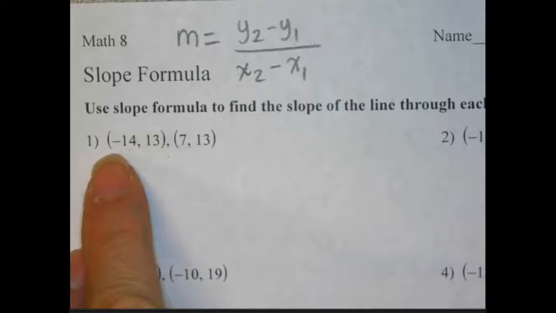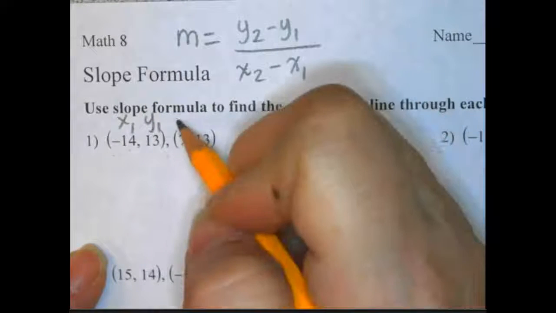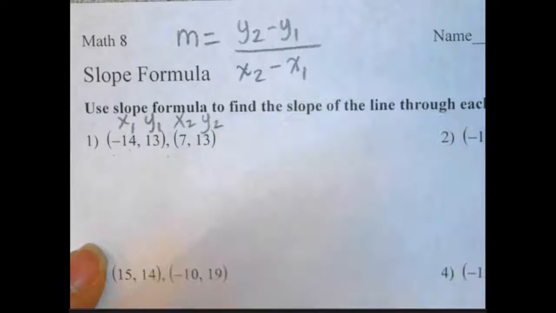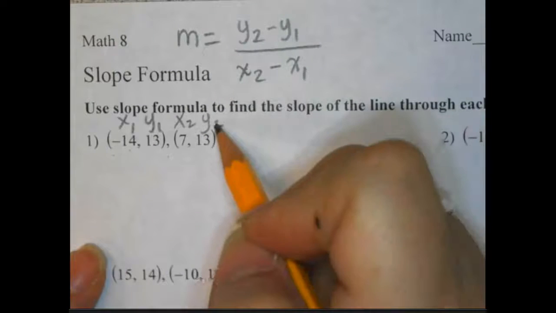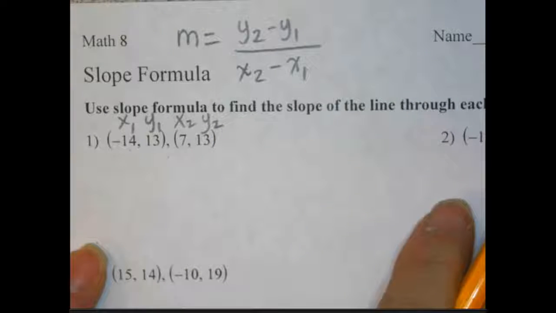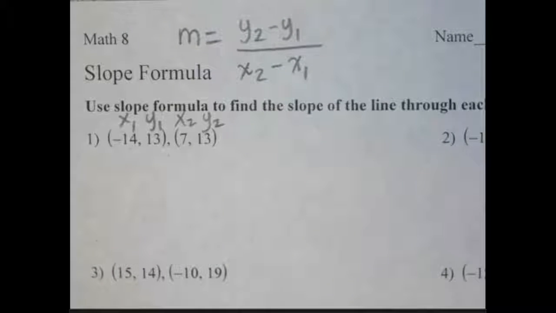An ordered pair is always x comma y, so we're going to label our ordered pairs x1, y1, x2, y2. And we should go and label all of our ordered pairs now. Let's go ahead and take a couple of minutes and label every set of our ordered pairs, x1, y1, x2, y2.